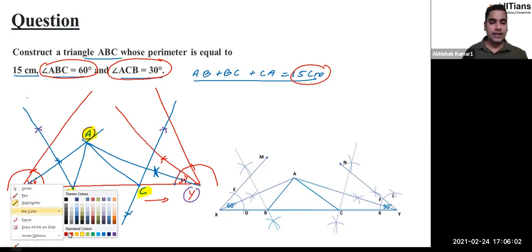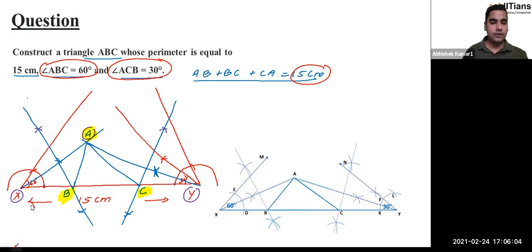Your angle B here will be equal to 60 degrees automatically. This angle C will be equal to 30 degrees automatically. And if you add AB, BC and AC, the sum of all three sides will be equal to the perimeter. That's equal to 15 centimeters, as we were provided in this problem.